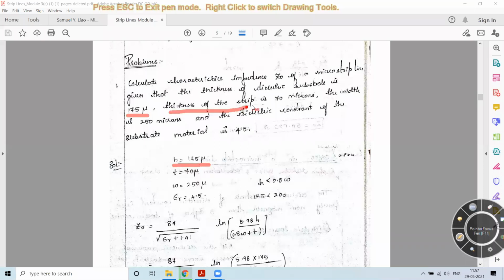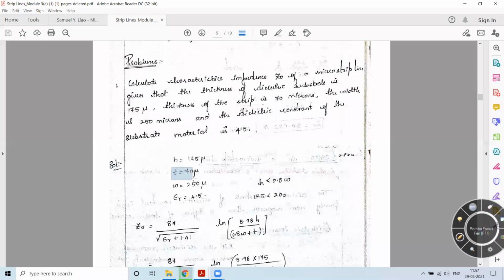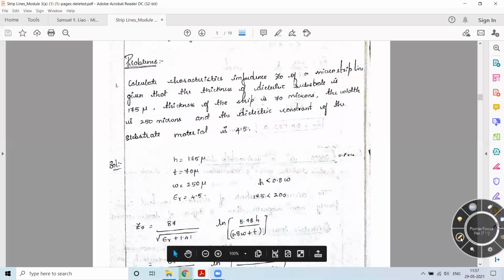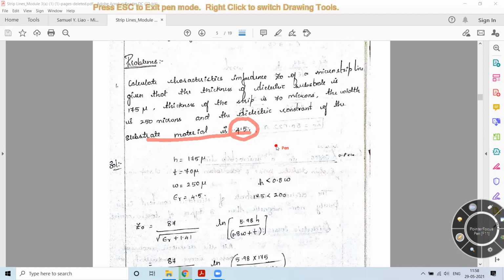Then you come to the thickness of the strip line, which is T, that is, this is the thickness of the strip line, which is 70 microns. And then what is the width? Width is 250 microns for the microstrip line. And he has specified that the dielectric constant of the material is 4.5. So this is actually epsilon r and not the effective relative dielectric constant. It is just the epsilon r.